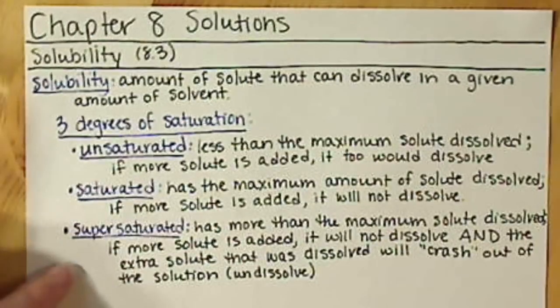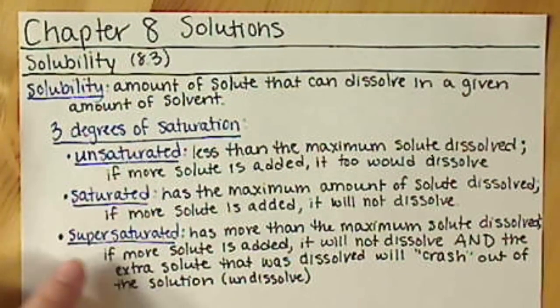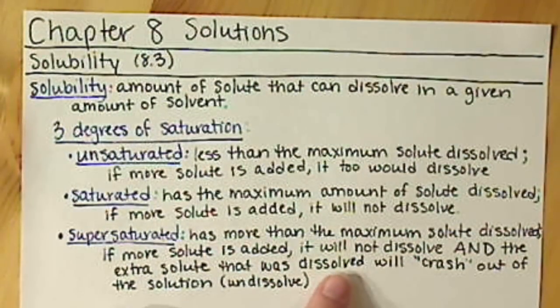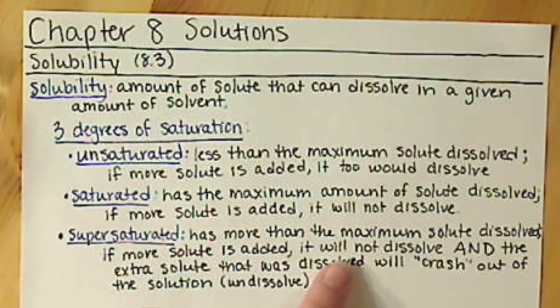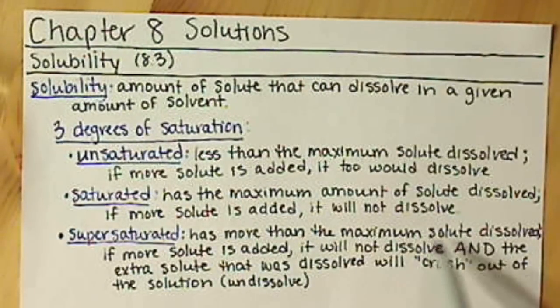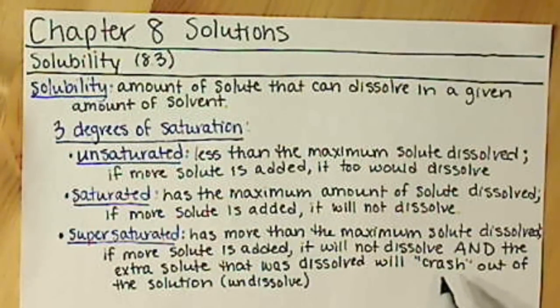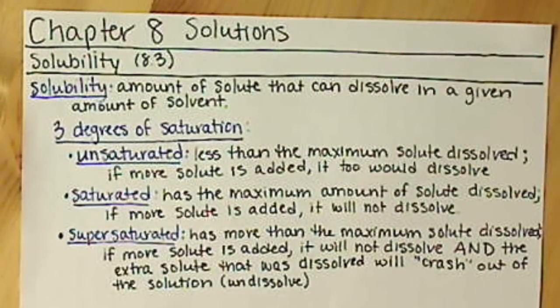So in a supersaturated solution, if we add more solute, that solute won't dissolve. But what makes it different from a saturated solution is that the added solute doesn't dissolve, and it's going to disturb this supersaturation. It's a highly unstable solution most of the time. So any type of disturbance, say adding more solute, or sometimes just bumping or moving that solution, causes the extra amount of solute to crash out of solution. Basically, it will become undissolved.